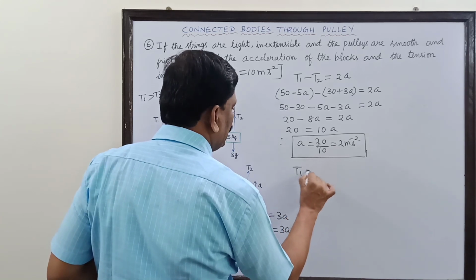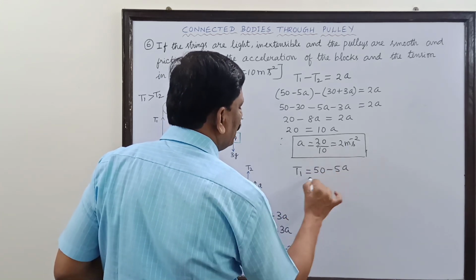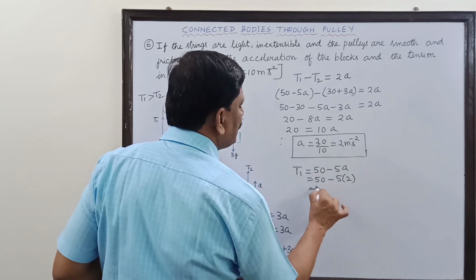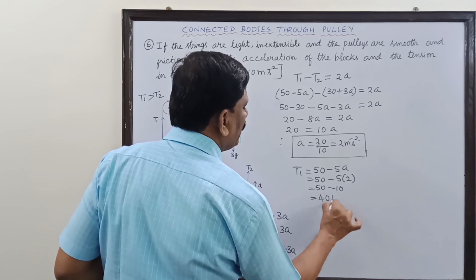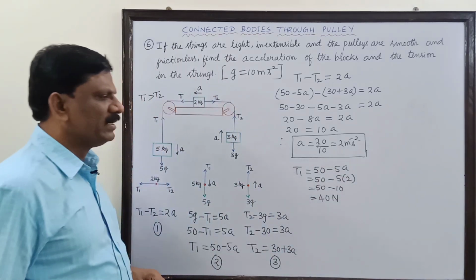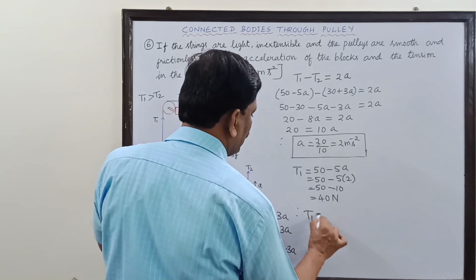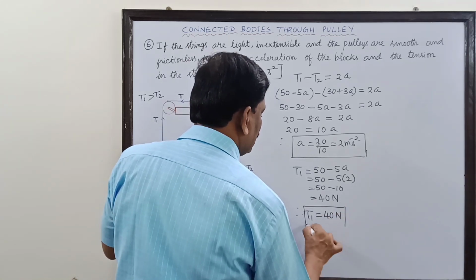So T1 is equal to 50 minus 5A. So this is 50 minus 5 into 2. This is equal to 50 minus 10. So this is equal to 40 Newton. T1 is equal to 40 Newton. Okay, therefore T1 is equal to 40 Newton is the answer.